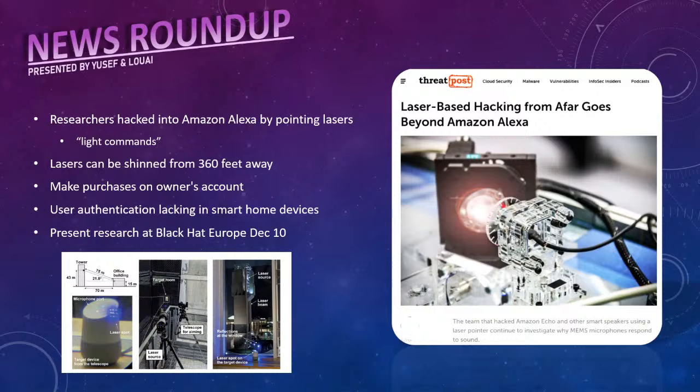But it's really interesting. It's something to think about. The crazy part is these lasers or these lights can be shone from 360 feet away. If you look at the bottom diagram right here, you kind of see the whole process of this and how far a Google Home was. So I guess a tidbit from this is, don't put your Google Homes beside a window.